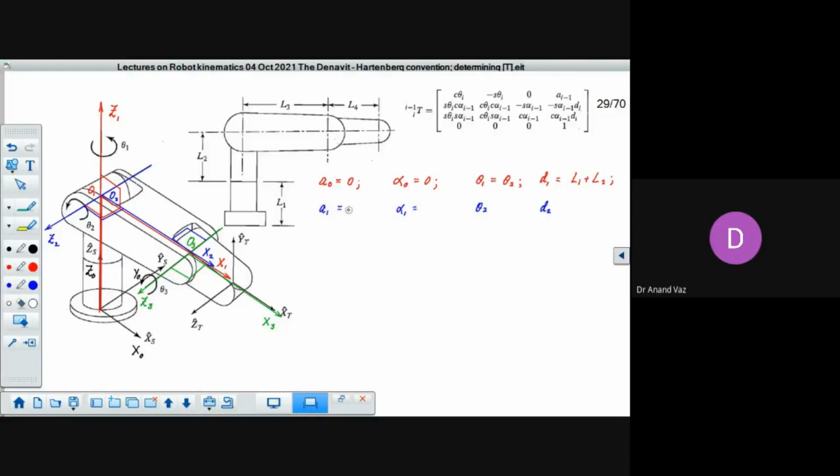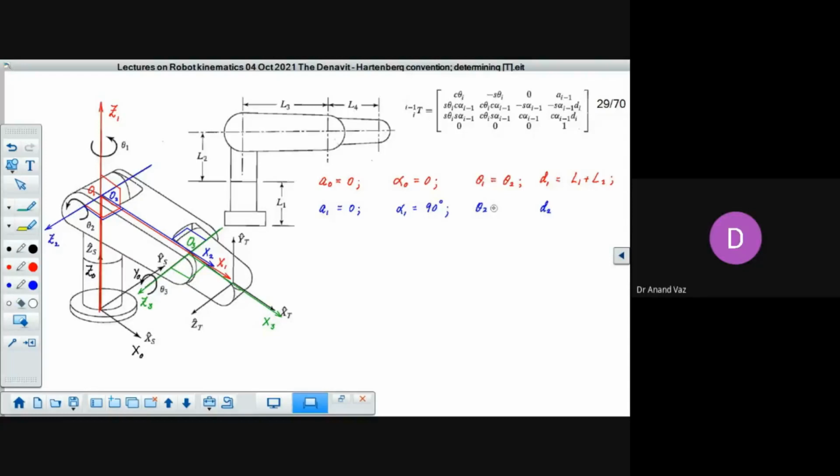So a1 is the length of the common perpendicular between z1 and z2. You can see that they are intersecting. So the length of the common perpendicular is just 0. Now these axes z1 and z2 are not parallel to each other, but they are perpendicular to each other. So certainly there is a link twist. And how are you going to measure the link twist? You keep your thumb oriented along x2, turn from z1 towards z2. You can see that it is 90 degrees. So here we will write this link twist as 90 degrees.